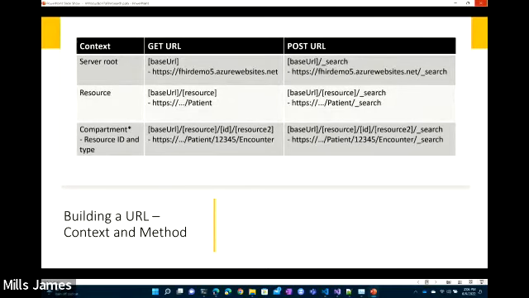So there are the examples. There are 3 contexts available. The first one is the server root, and that is saying it's a system-wide search. So it's any resource, anything that's there, you can just ask for. There are search parameters defined that you can restrict types, different things like that. But you can see for a GET, you're just getting on the root URL. So there's an example there.